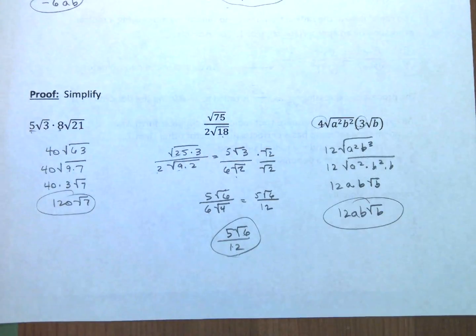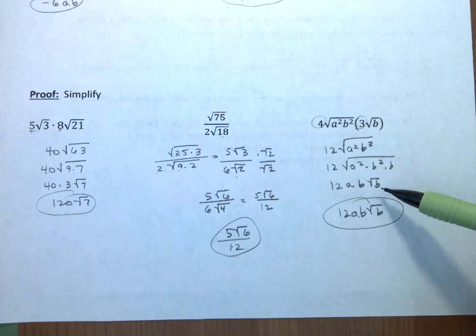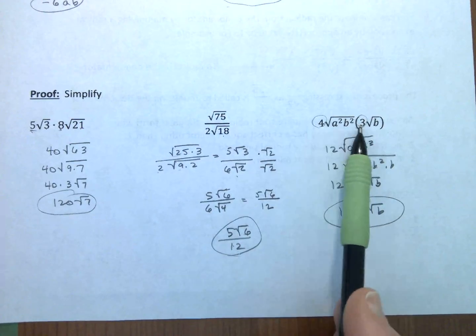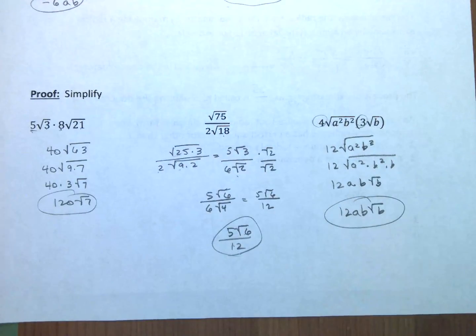Okay, there's usually going to be a lot of steps involved in each one. Sometimes you can do it in different orders. Start off by multiplying coefficients together and radicals together, and then basically you're going to go through and simplify the radicals until you can't simplify any further.